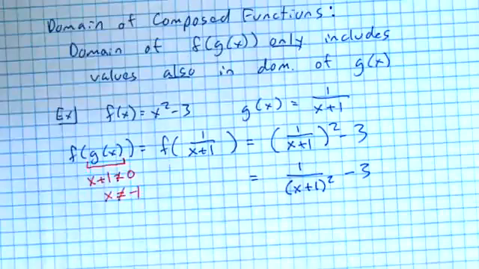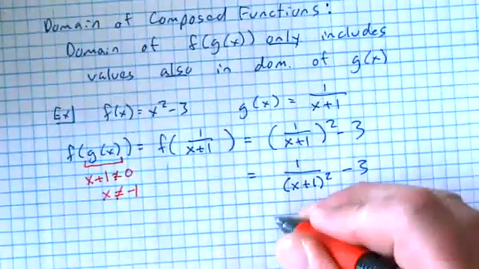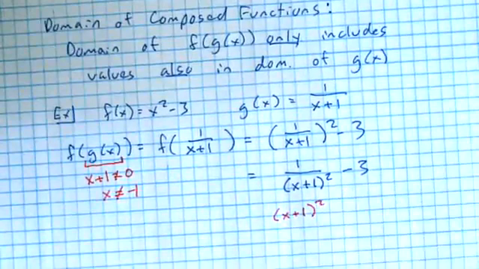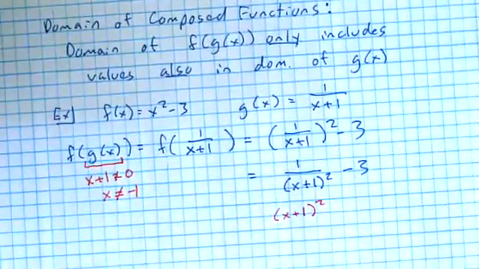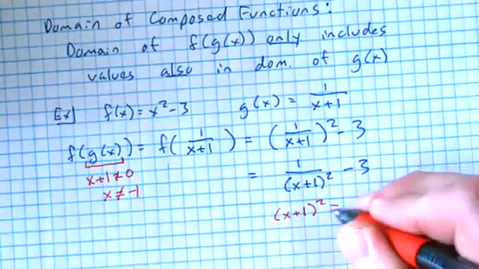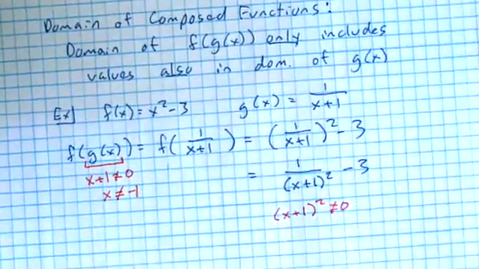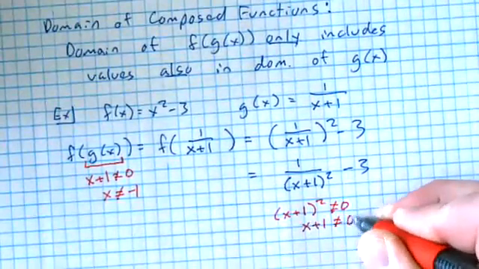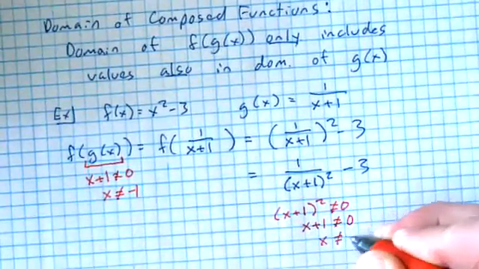Let's do the work. We've got a denominator. That denominator is x plus 1 squared. And what's the restriction on our denominator? Not equal to 0. Let's square root both sides and solve. We get x is not equal to -1.